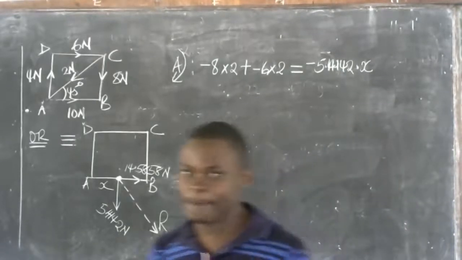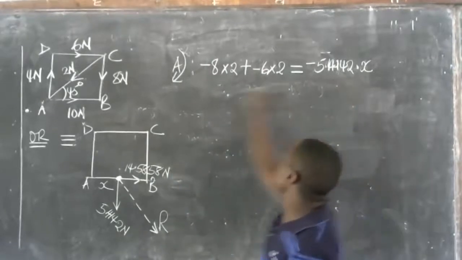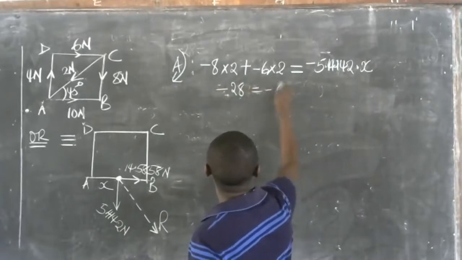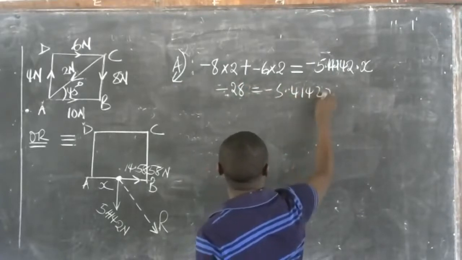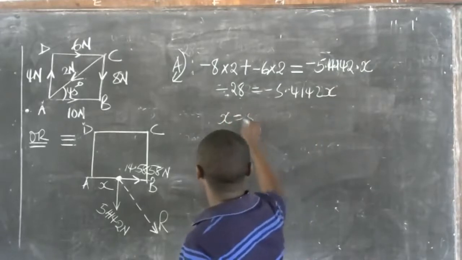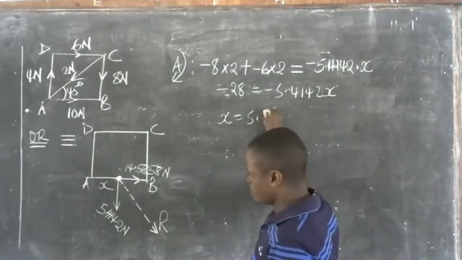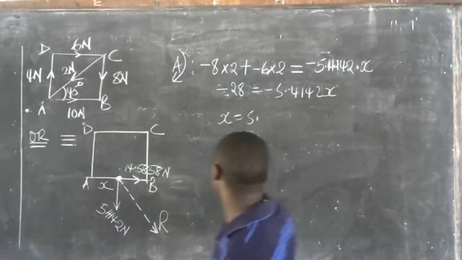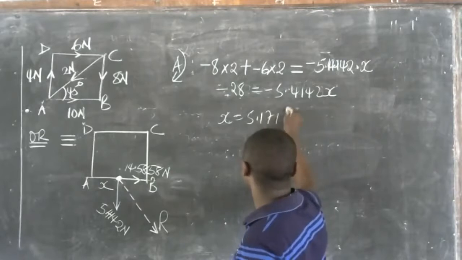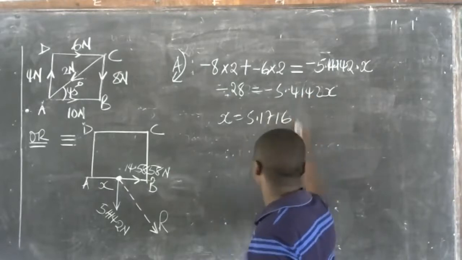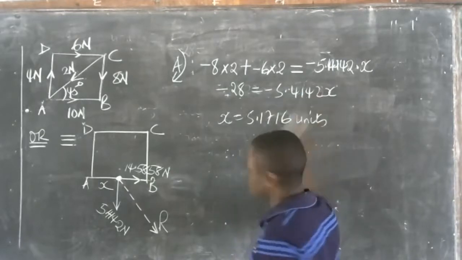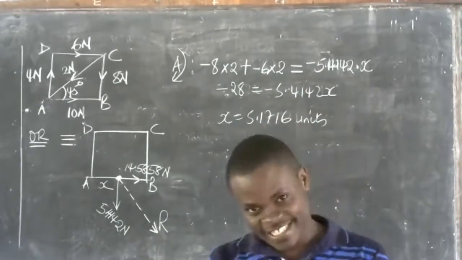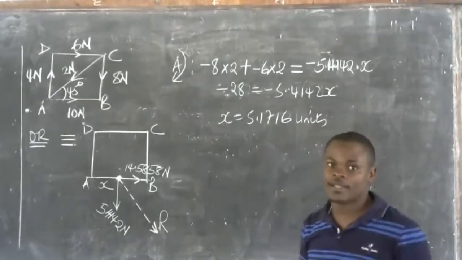It gives you the answer directly. So when you divide, this is negative 28, negative 5.4144x. And this will give x as 1716 units, because they did not specify. So this gives the answer to you directly.